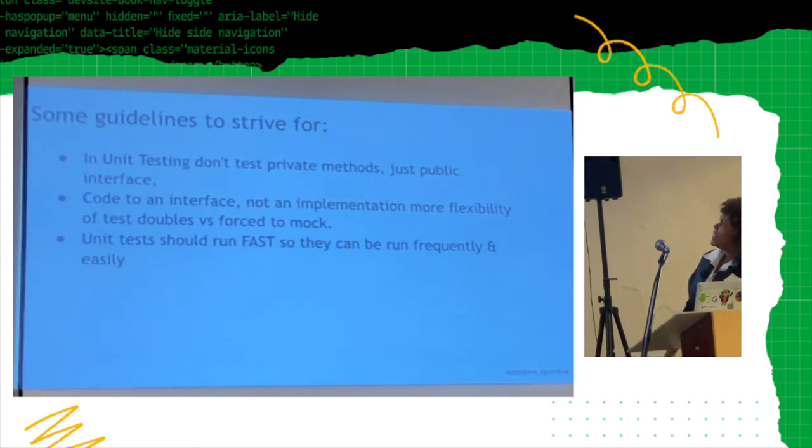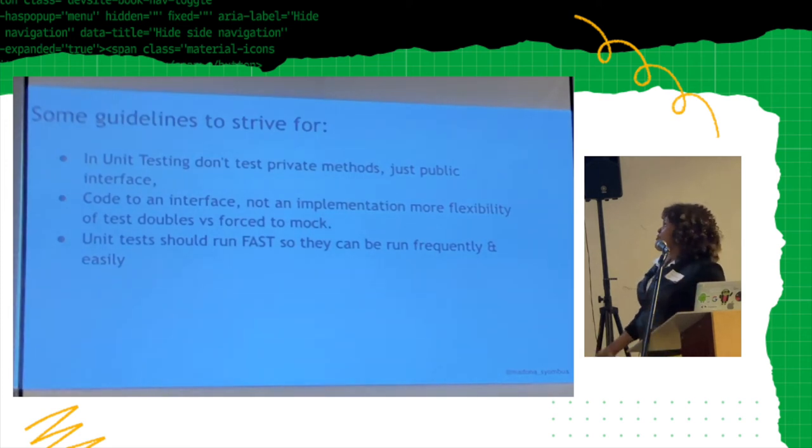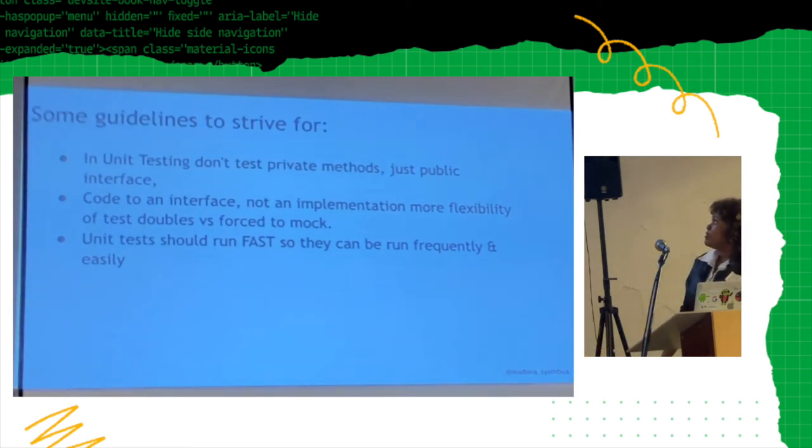And some more guidelines to strive for, again a continuation: in unit testing, don't test private methods, just public interfaces. Code to an interface, not an implementation, for more flexibility of test doubles versus being forced to mock. Unit tests should run fast so they can be run frequently, etc.